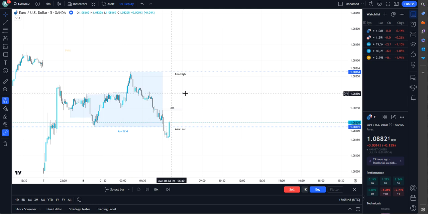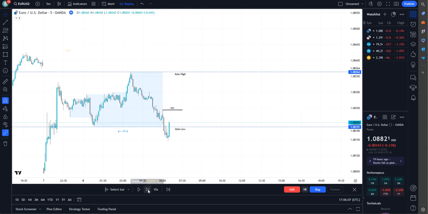We are looking for any type of point of interest, such as here, here, here, any type of valid structure point that we can mark as a market structure shift. I would count here as it consolidated a little bit before dropping to the Asia low. So our market structure shift line is here.